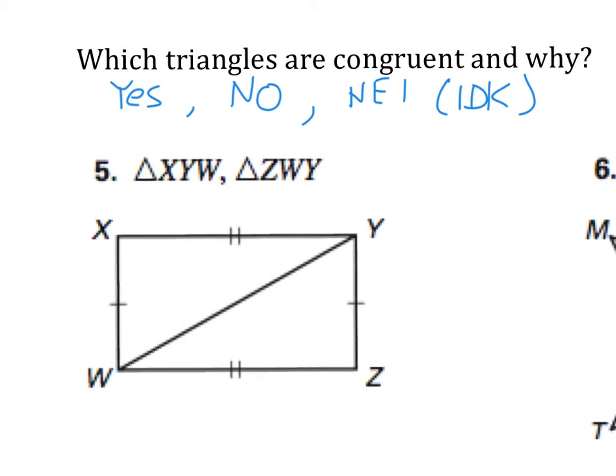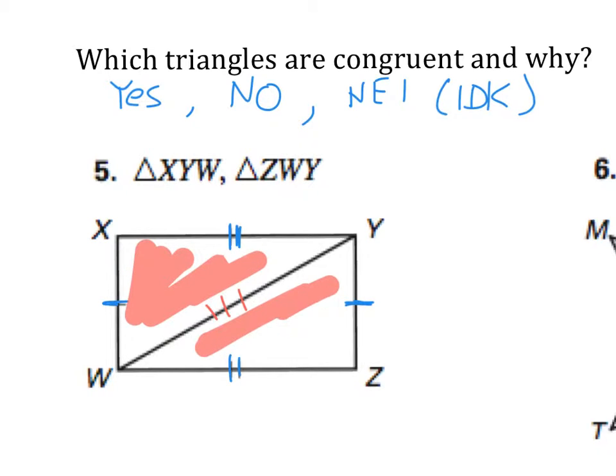All right, so let's take a gander here at number 5. We are told we have two triangles. We do not know if they're congruent. But let's see. We have one pair of sides congruent there. We have another pair of sides congruent there. And do we have anything else that's congruent? Awesome sauce. WY is congruent to itself. So I can actually put a triple on that one. So if I'm looking at this triangle right here and this triangle right here, it turns out the triangles are congruent. So what would my answer be?